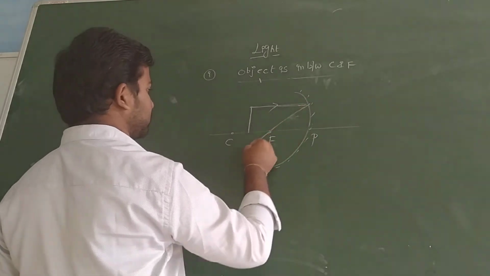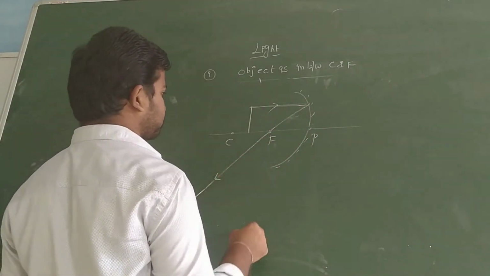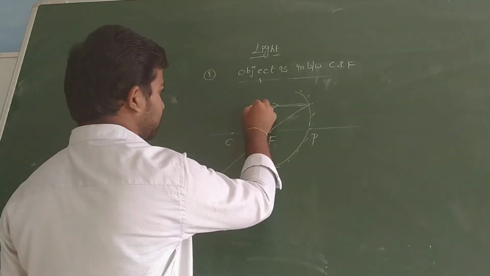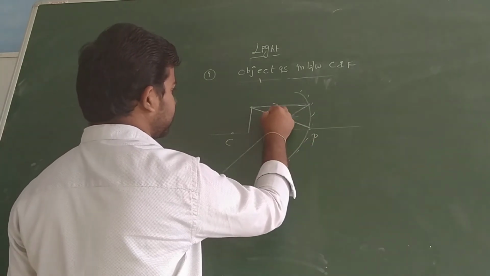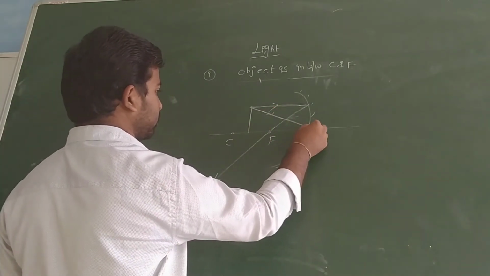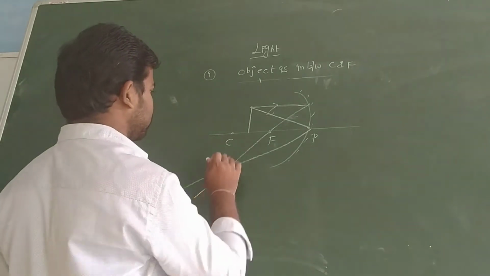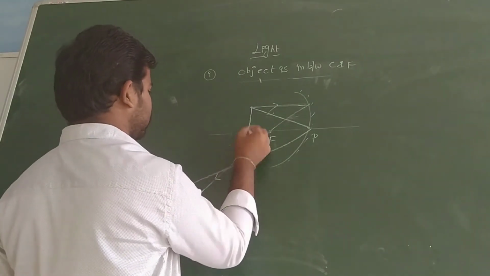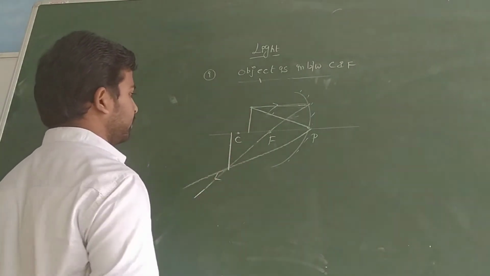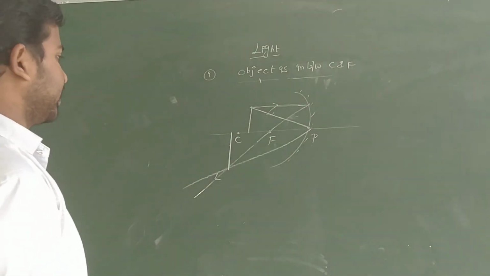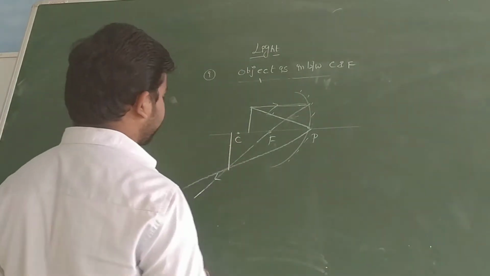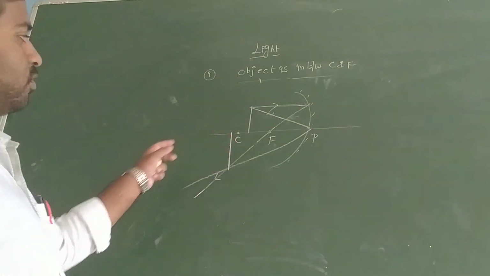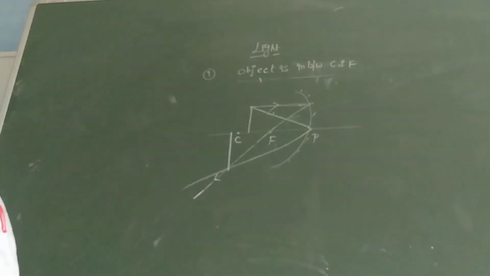See, it is passing through focus. I am taking... See here, there is an intersection between that, right? So if we keep the object in between C and F, then where will the image be formed? The image is formed beyond C.